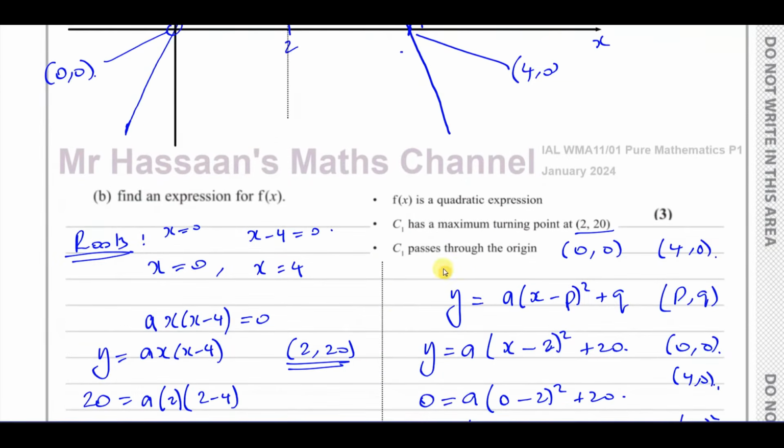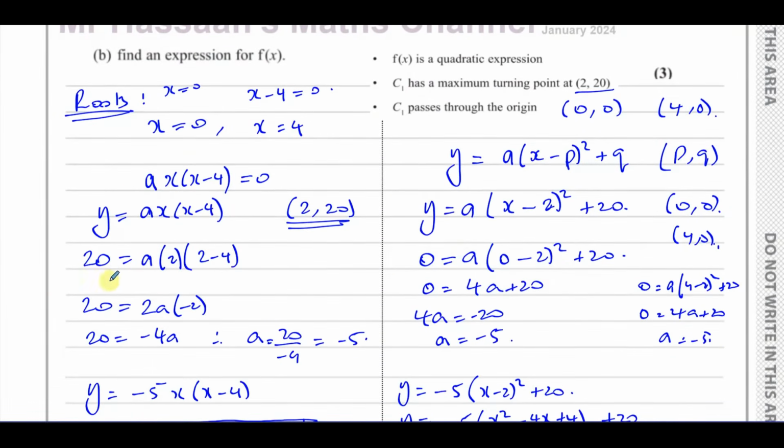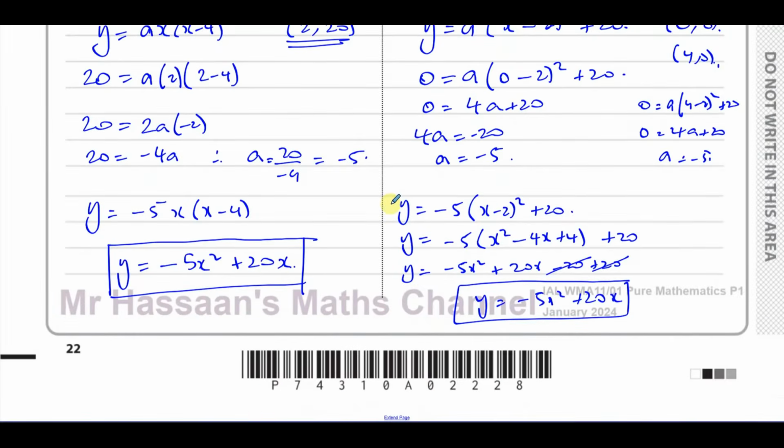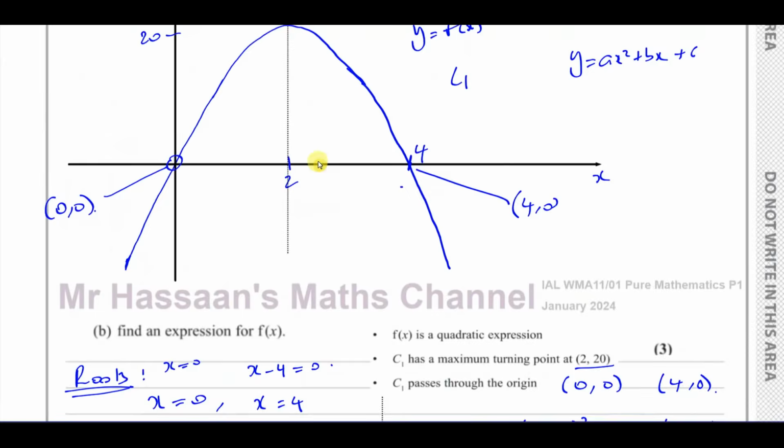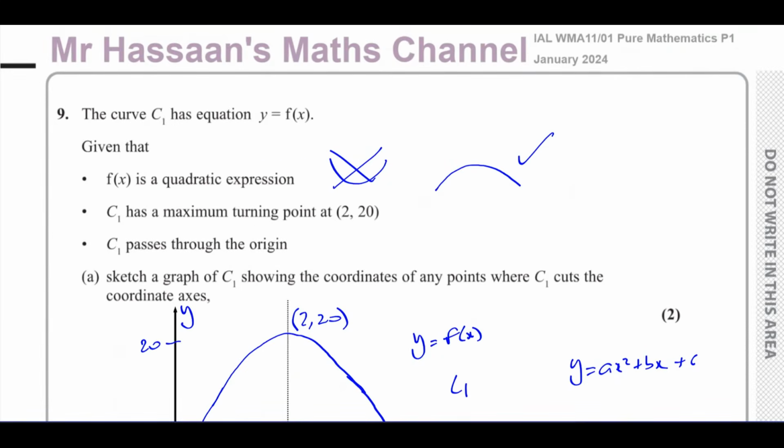We can choose which of the 2 forms we want. Either of them would be easier. I think the roots way was easier here. Sometimes this way is easier. So there we have it. That's the answer to question number 9, A and B.